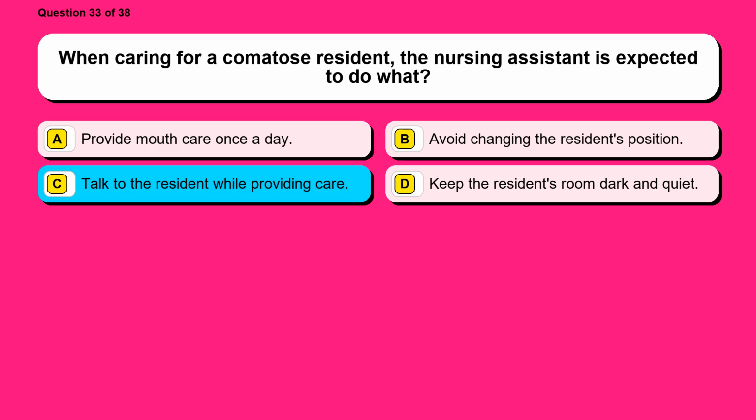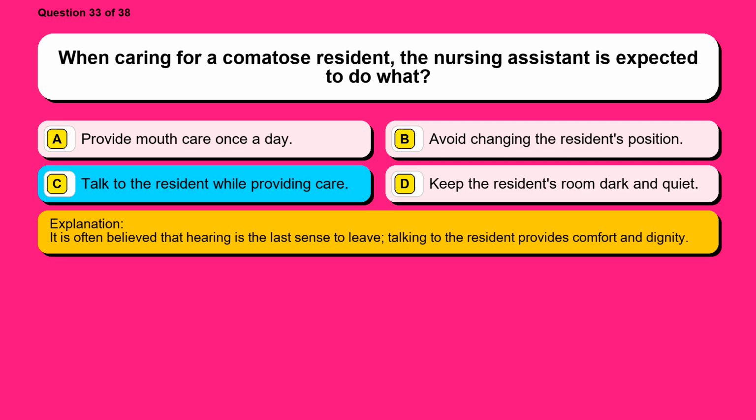The correct answer is option C. Talk to the resident while providing care. It is often believed that hearing is the last sense to leave. Talking to the resident provides comfort and dignity.